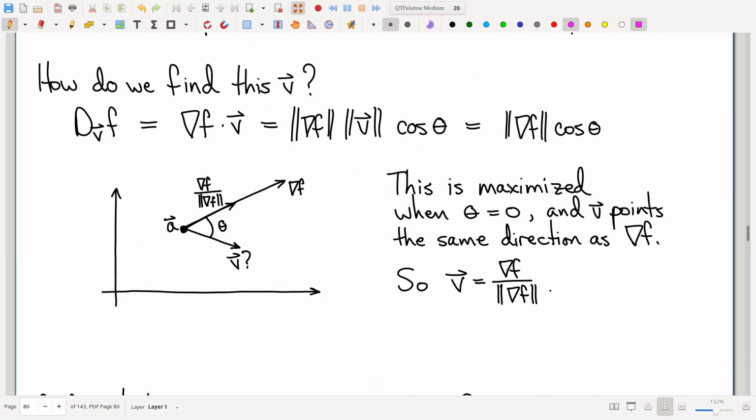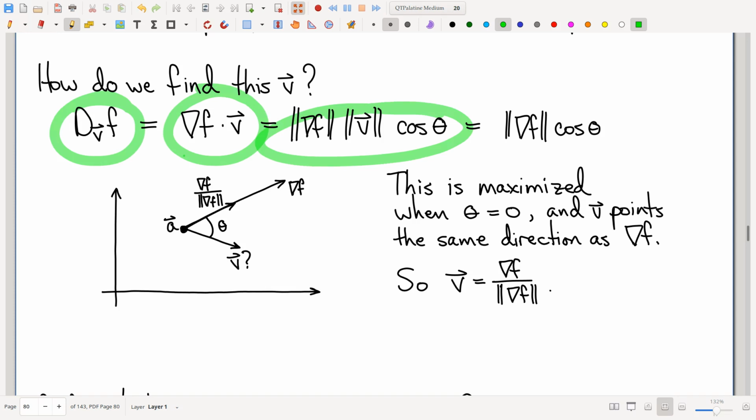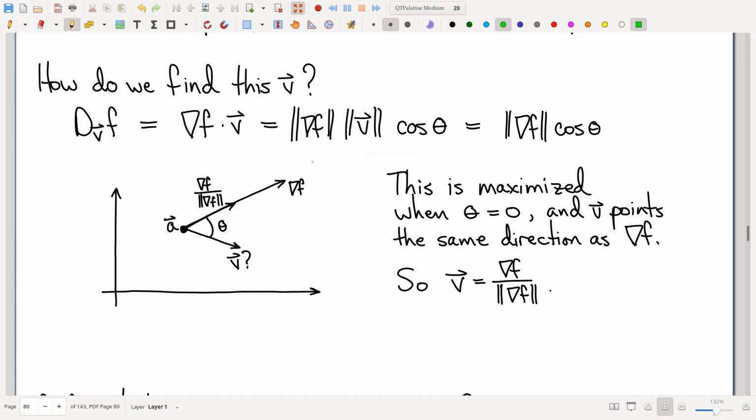Okay, so how to answer that question? How do we find the unit vector that maximizes the directional derivative? Well, the directional derivative, there's our formula for it. It's a dot product. Here's how we compute dot products. That's magnitude times magnitude times the cosine of the angle. And now wait a second. By assumption, this is a unit vector. That means this magnitude is 1. So really, this is what we're trying to maximize.